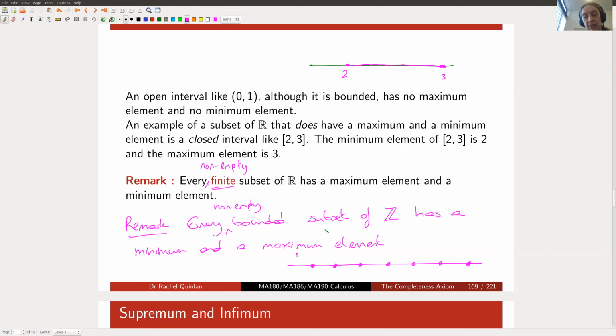If the set is bounded between those two points, there's a leftmost element and a rightmost one. You can't avoid that if you're talking about subsets of Z, because the elements of Z are evenly spaced as opposed to being densely packed into the number line.